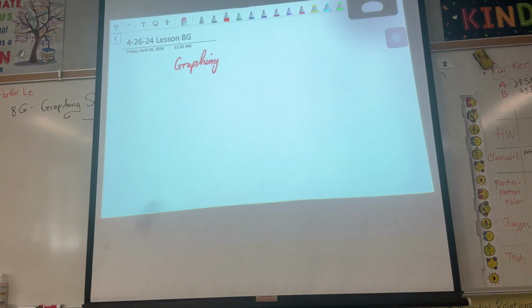So lesson 8G today is graphing square root functions.